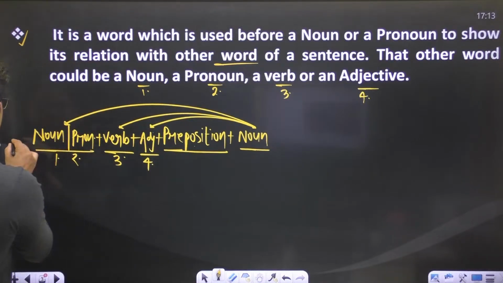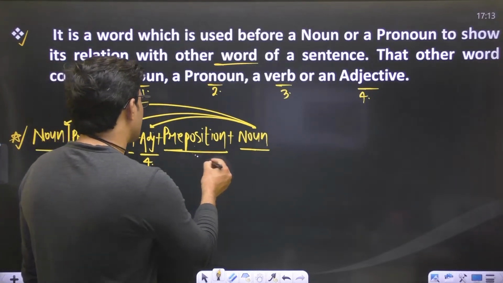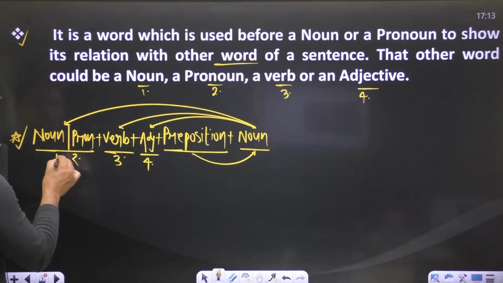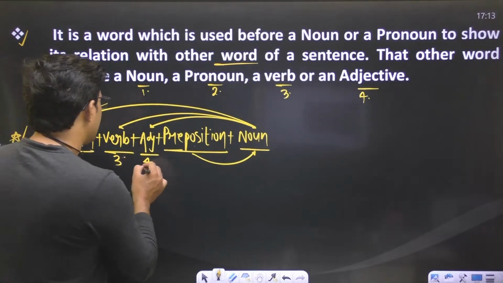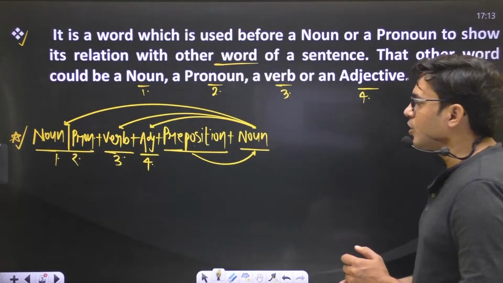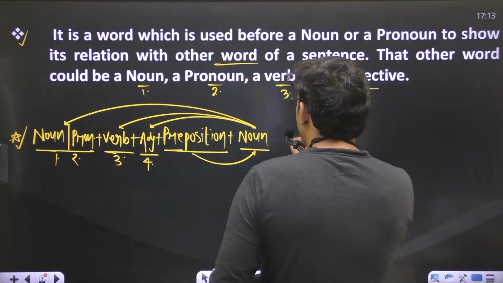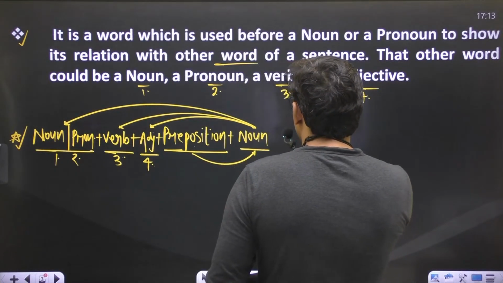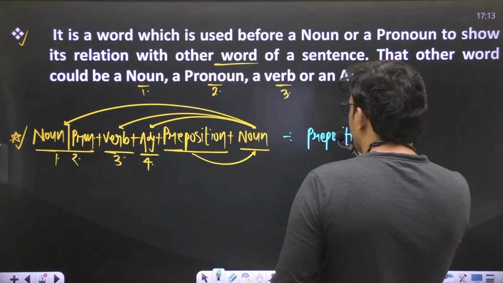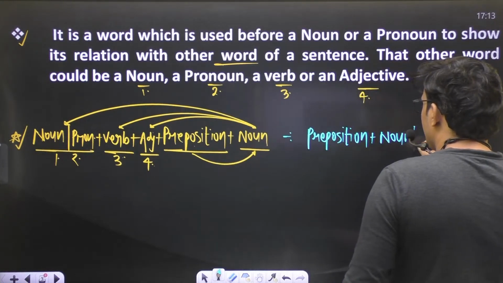So this is the definition. A preposition relates a noun with another word of a sentence, and this other word could be a noun, pronoun, verb, or adjective. Some of the main points you can also remember: whenever you use a preposition, as I said, it is usually used before a noun or pronoun.